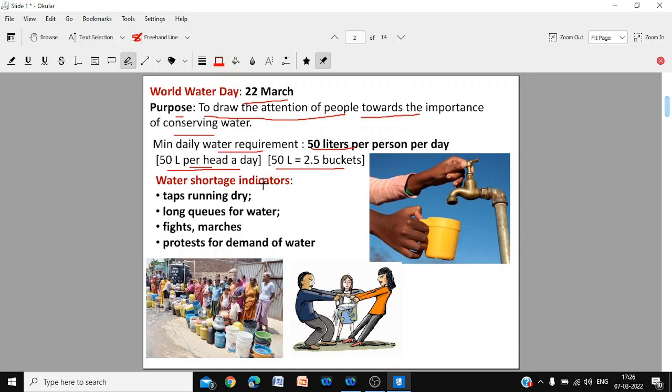How do we know that there is severe water shortage in the world? These are the water shortage indicators. We have taps running dry. There is a tap which is dry, no water. Long queues for water, you can see this, long queues for water. Fights and marches and protests for demand of water, fighting for water, queues for water, and dry taps. These indicate that water scarcity is a severe problem.